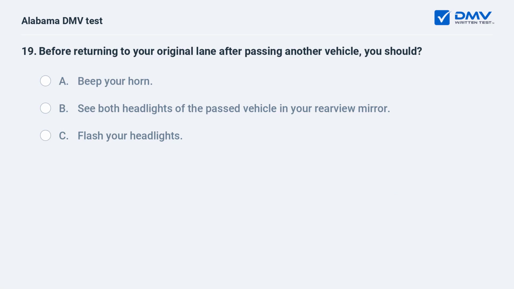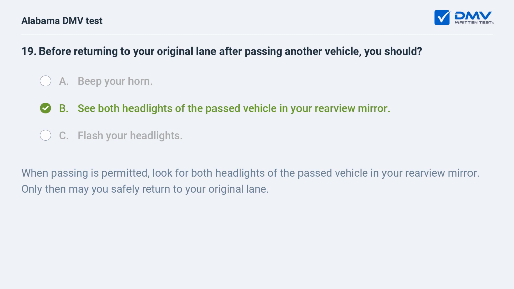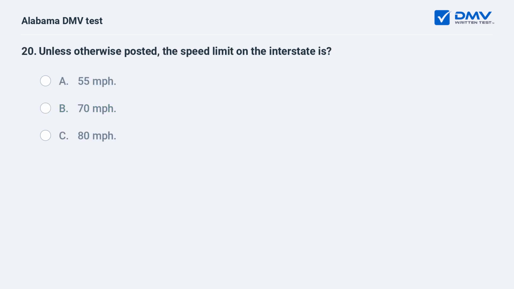Before returning to your original lane after passing another vehicle, you should A. Beep your horn. B. See both headlights of the passed vehicle in your rearview mirror. C. Flash your headlights. The answer is B. When passing is permitted, look for both headlights of the passed vehicle in your rearview mirror. Only then may you safely return to your original lane.